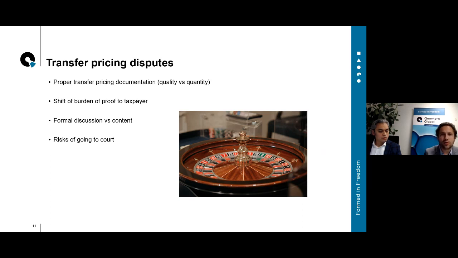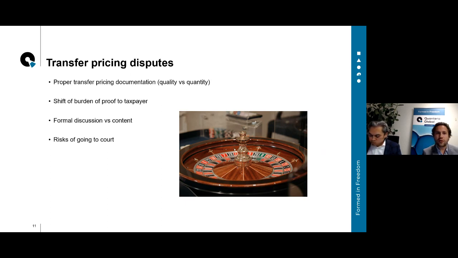But what we in general see, obviously, there's no one size fits all solution, and also no one clear ruling on each matter. But what we see is that judges mainly rule in favor of the best prepared party. And obviously, maybe very logical. But then again, best prepared. So that means that you at least should already have something in place. Also, regarding the burden of proof. So that really starts with your transfer pricing documentation.